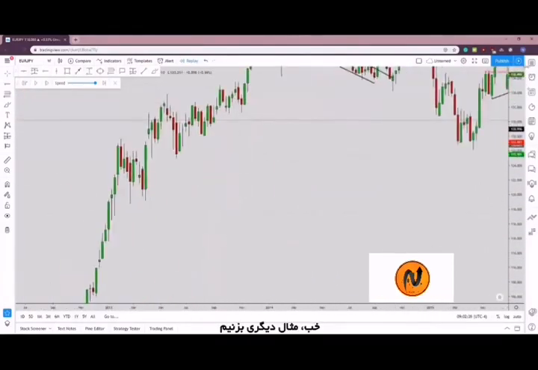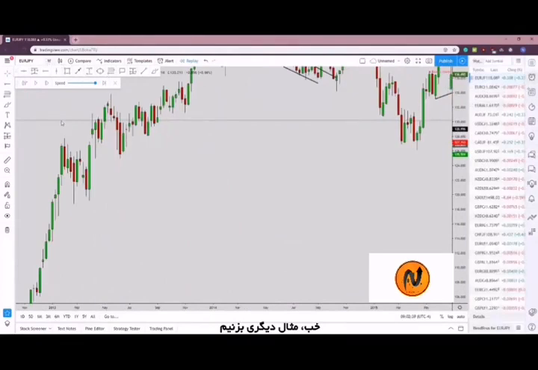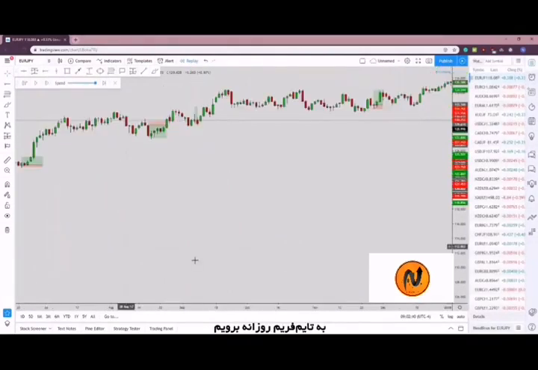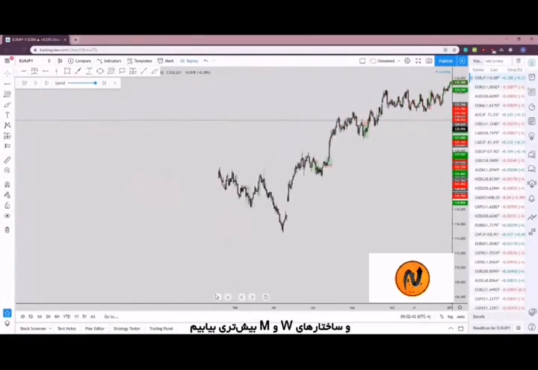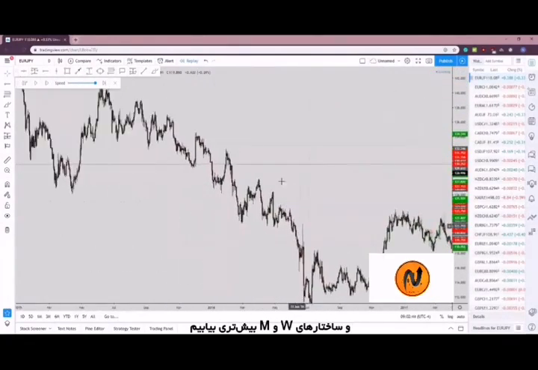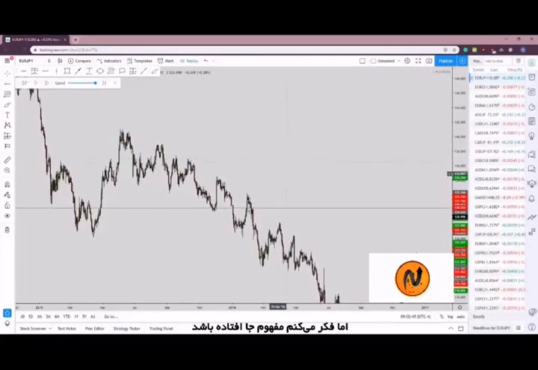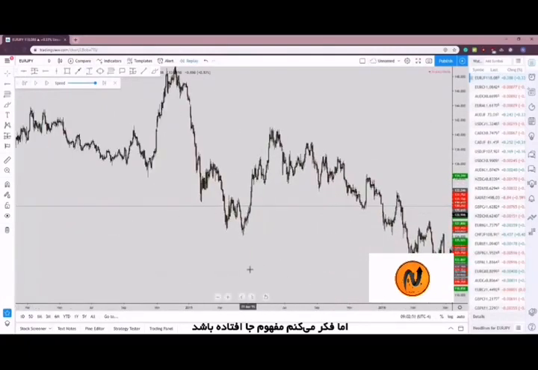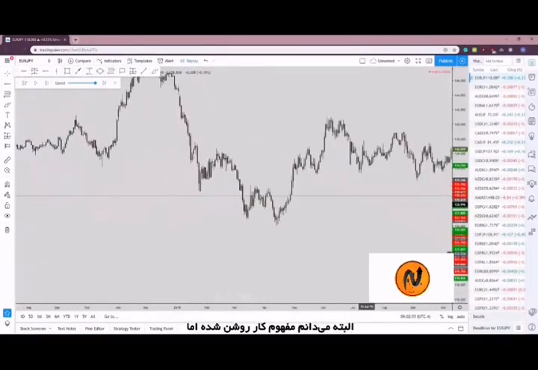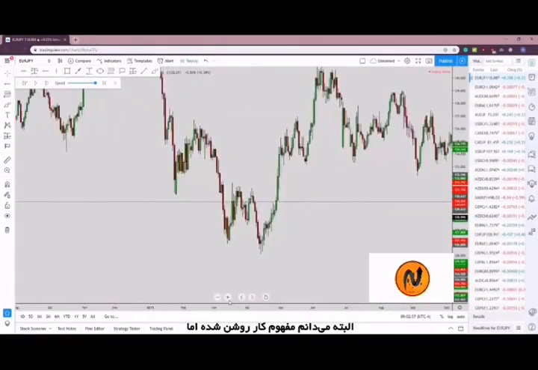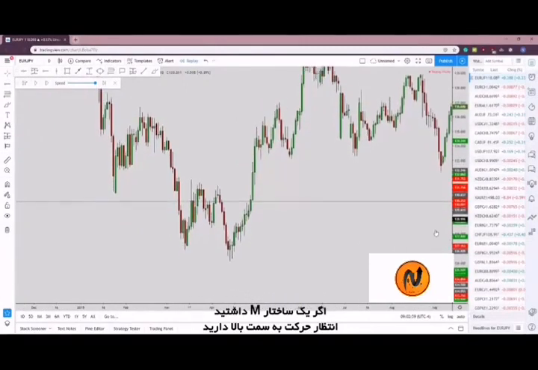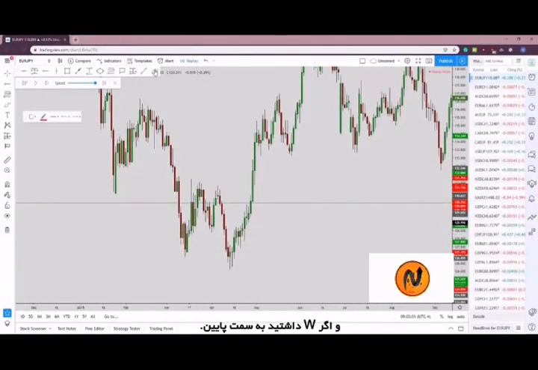Now we can keep going. Let's go, for example, on the daily time frame, and let's find more W and M formations on the daily time frame. But I think the concept is quite clear. As you can see here, we have a very clear M formation, but overall I know that the concept is clear. If you have an M, you're expecting a push to the upside. If you have a W, you're expecting a push to the downside.